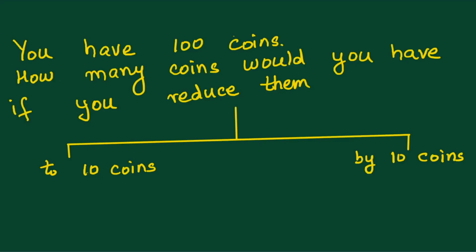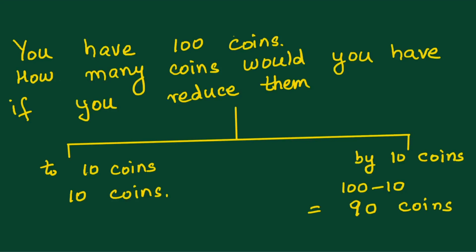Just a small hint over here. For example, you have 100 coins. Now if I say, how many coins would you have if you reduce them to 10 coins, versus by 10 coins? You understand the difference? If you are reducing them to 10 coins, obviously if you are bringing it down to 10 coins, then it's 10 coins. If you reduce them by 10 coins, that means I take away 10 coins from you. So how many coins would you have left? 90 coins. So that's the catch in the question. Now try it.